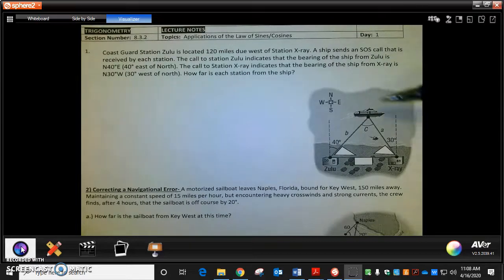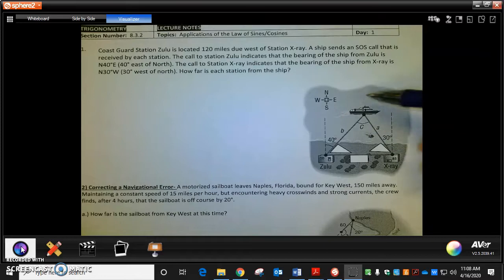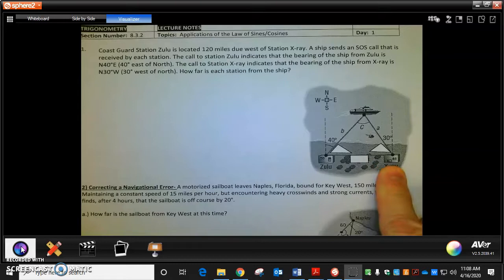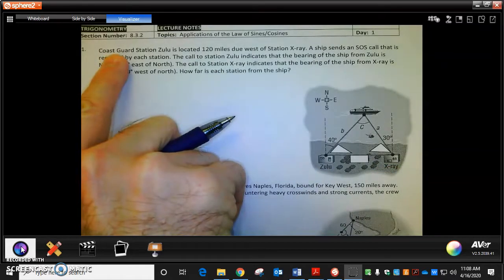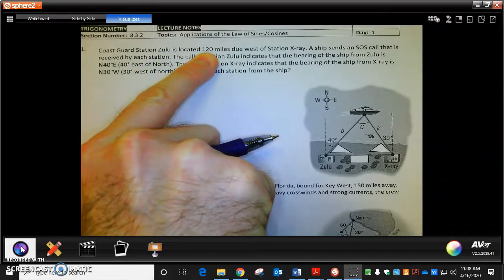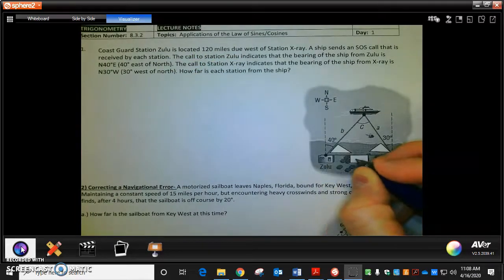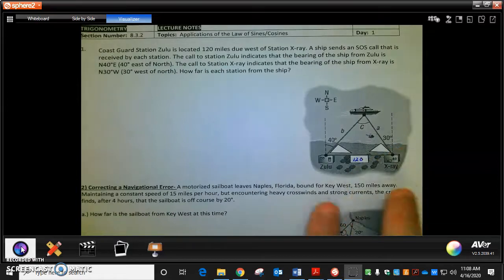Okay, so the first example has two Coast Guard stations, and a ship that's out to sea that sends an SOS signal. Now, these two stations are far apart from each other. If you read the problem, it says station Zulu is located 120 miles due west of station X-ray. So here's X-ray, here's Zulu. They are 120 miles from each other. They look like they're really close in the picture, but that's just for the sake of the picture. They're really far apart.